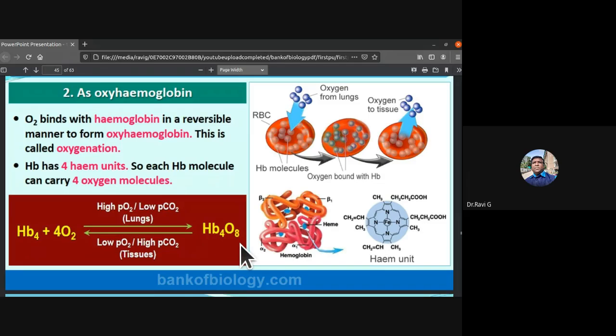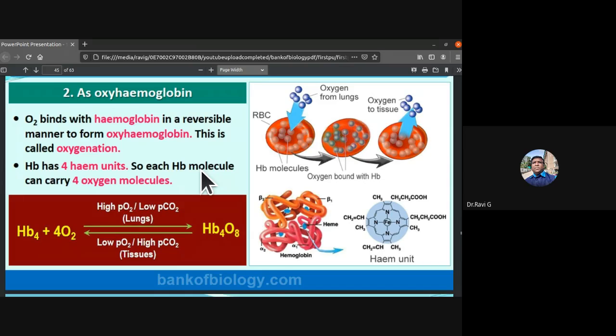This is oxyhemoglobin. Hemoglobin has four heme units, two alpha units and two beta units. Each heme unit will have iron. This is the structure of the heme unit. Each hemoglobin molecule can carry four oxygen molecules because each oxygen molecule binds with a heme. So this is what you have to remember: every hemoglobin can carry four oxygen molecules.